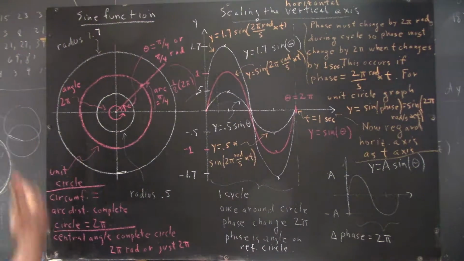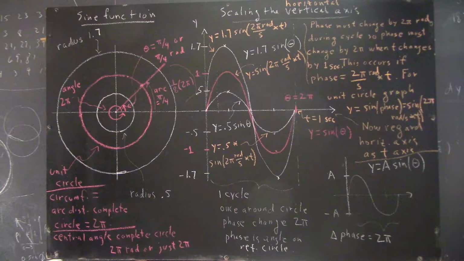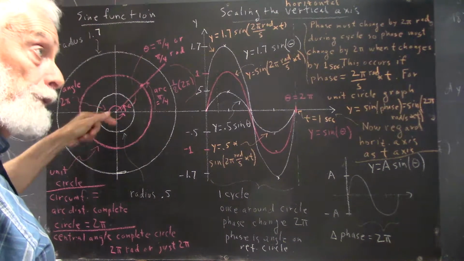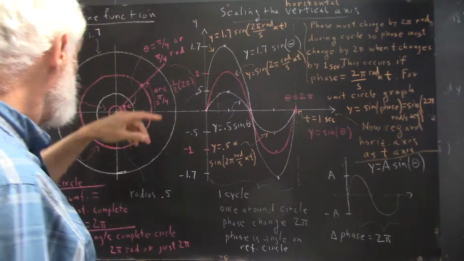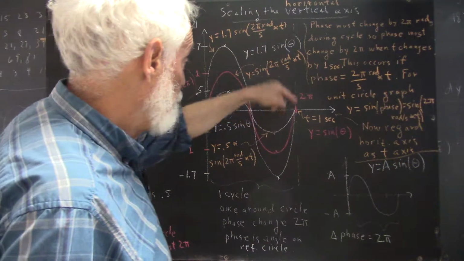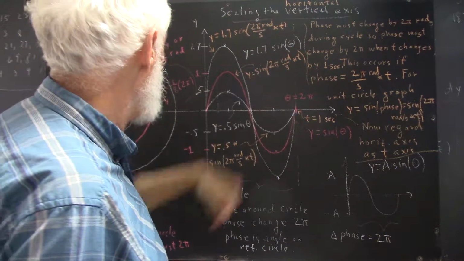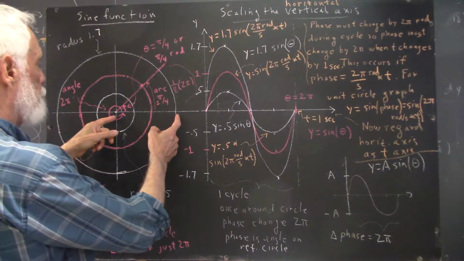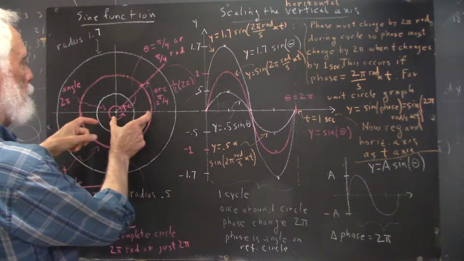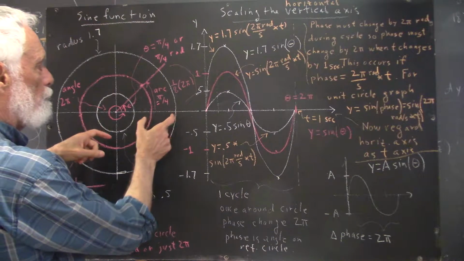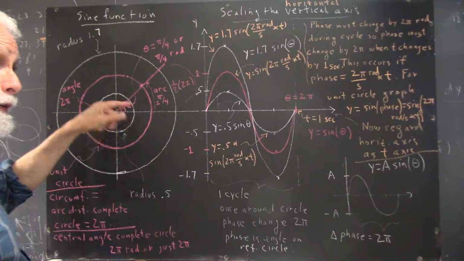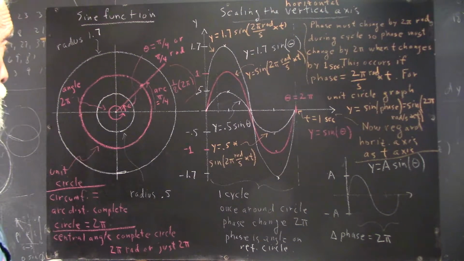Now, if we have the bigger circle, it's clear that we can construct an unlabeled sine graph just as well with a bigger circle as we could with a smaller circle. So we construct that unlabeled sine graph here, and then we say, well, it looks like the radius of this bigger circle is about 1.7, let's say, times the radius of our unit circle.